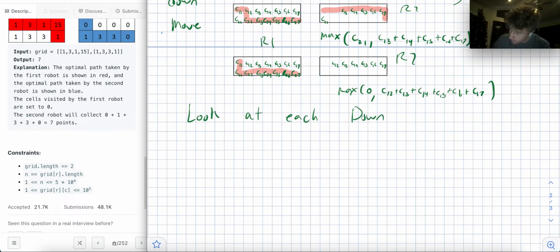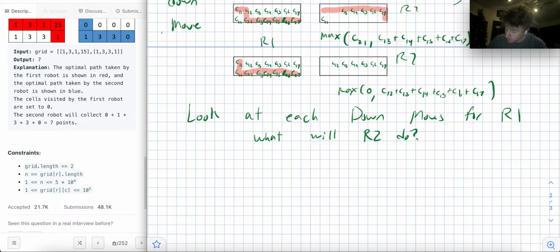For robot 1, and I'll say, okay, what will robot 2 do? I called it R1 and then robot 2. Let's keep it consistent. What will robot 2 do?